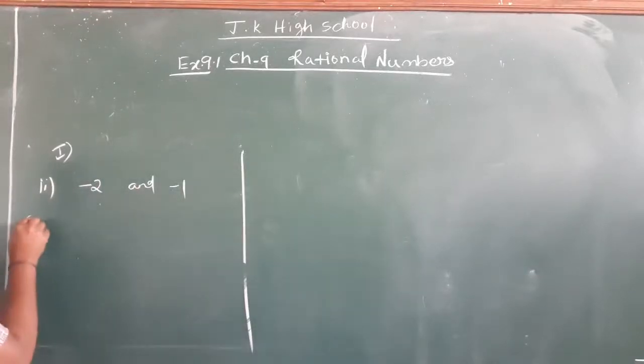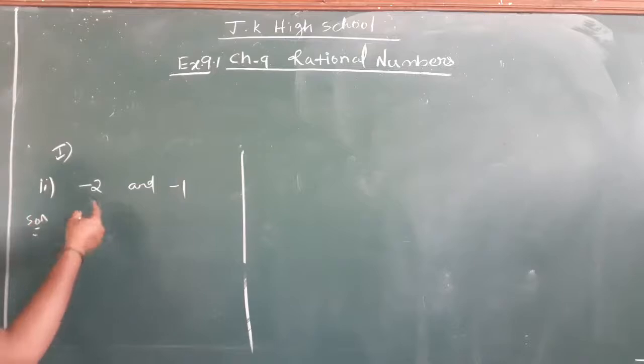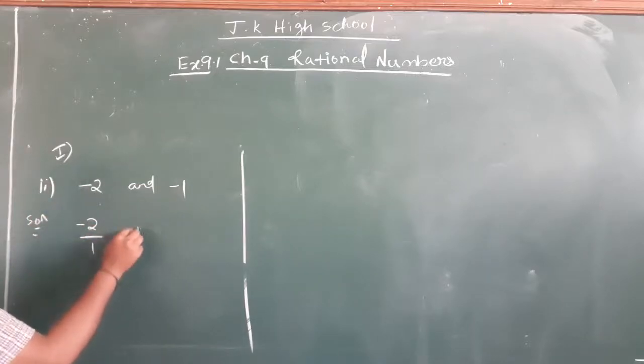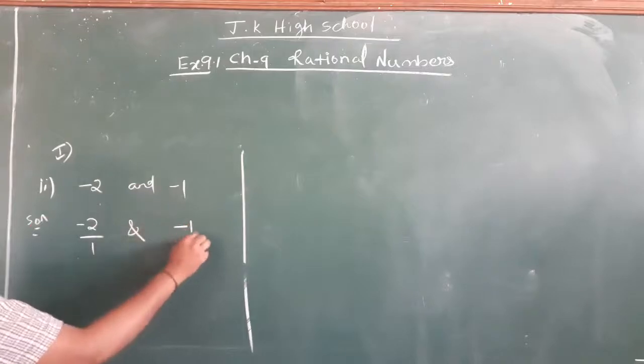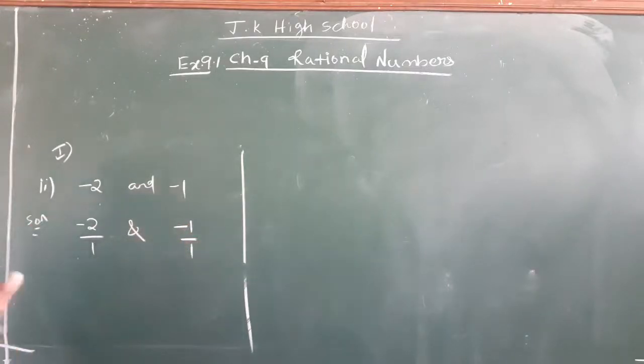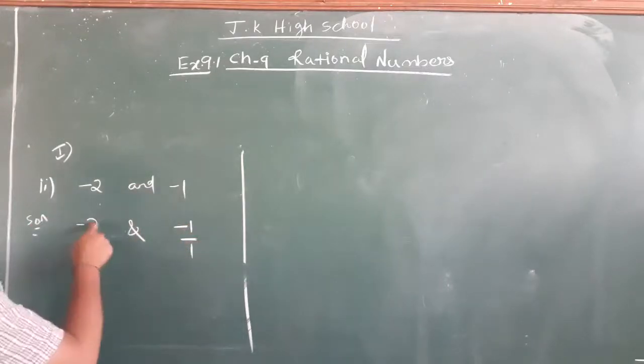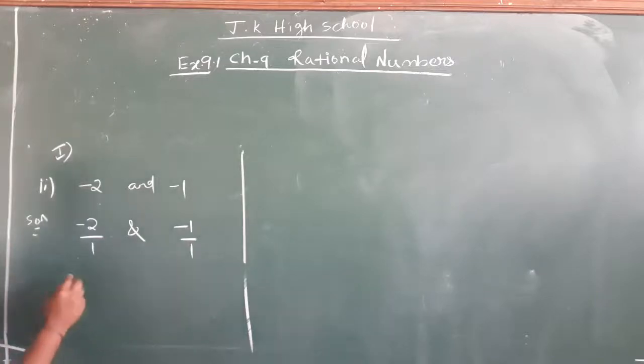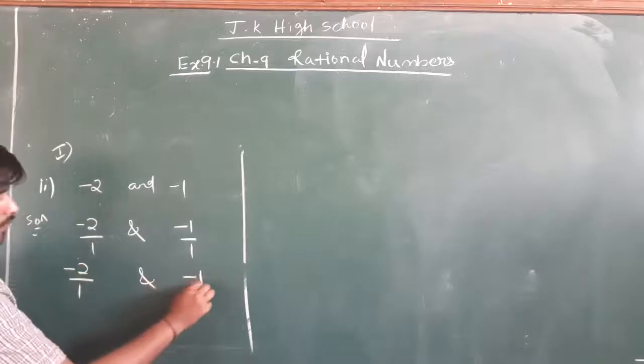What I will do? I will rewrite this question. Minus 2 as minus 2 by 1 and minus 1 as minus 1 by 1. I want at least 6 to 7 numbers gap here. Then only I can write the 5 numbers. If I want 6 to 7 number gaps, what I will do? I will choose a 10. I will multiply 10 on both sides. Minus 2 by 1 and minus 1 by 1.